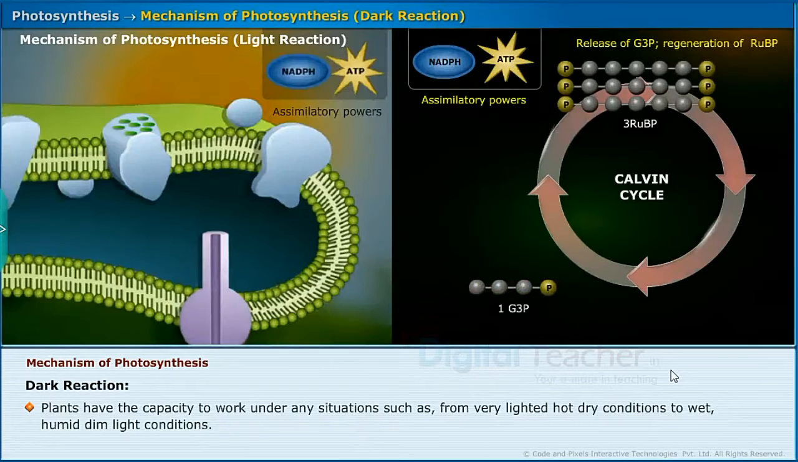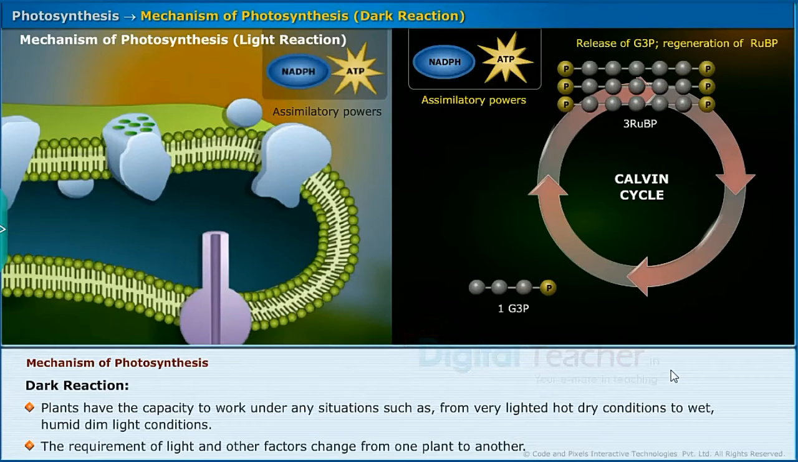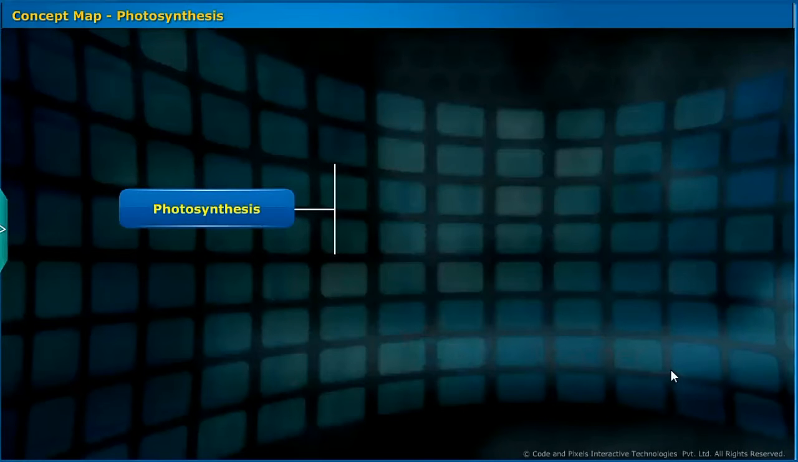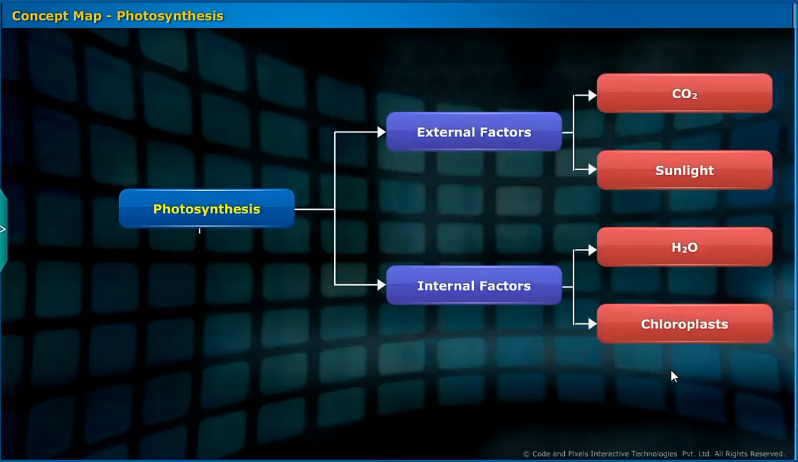Plants have the capacity to work under any situations, from very lighted, hot, dry conditions to wet, humid, dim light conditions. The requirement of light and other factors changes from one plant to another. Let us now look into the concept map of photosynthesis.